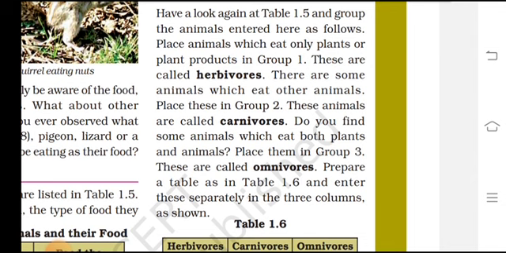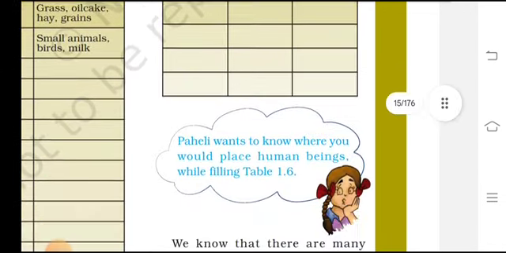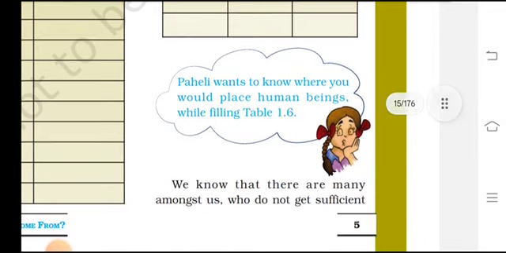Do you find some animals which eat both plants and animals? Place them in group third. These are called omnivores. Prepare a table like table 1.6 and enter these separately in the three columns as shown. Herbivores: cow. Carnivores: lion. Omnivores: dog. Paheli wants to know where you would place human beings in table 1.6.